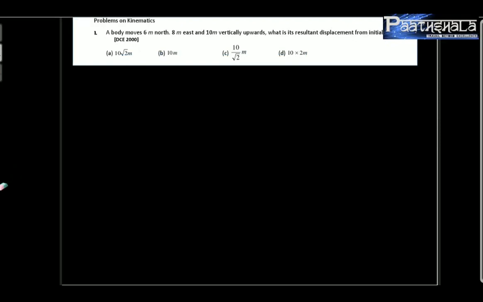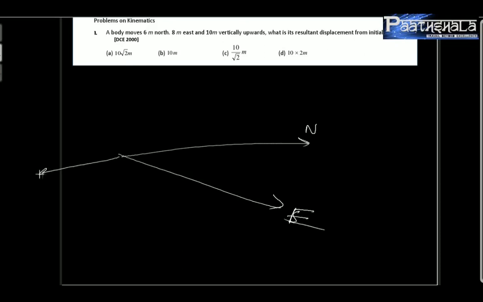The next question is again simple. A body moves 6 meters north, 8 meters east and 10 meters vertically upward. What is the resultant displacement from the initial position? Alright, so let us say I draw the grid like this. This is the north direction, this is the east direction. So naturally this is south and this is west.